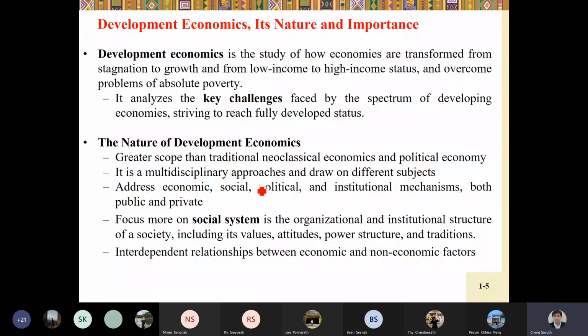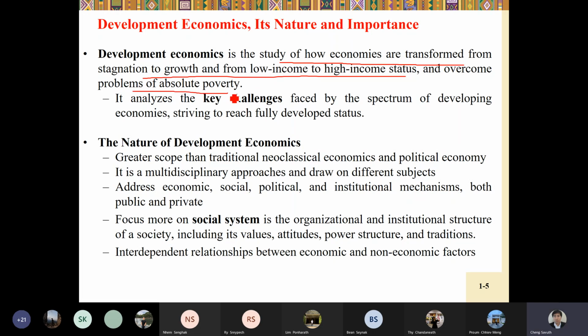So what is the definition that we can give for development economics? We know that development is about multiple dimensions. It begins with having income, but after you have income, you can access education or good health and so on. So it's a multi-dimension issue. Development economics can be defined as the study of how economies are transformed from stagnation to growth, and from low income to high income status, and overcome the problem of absolute poverty.